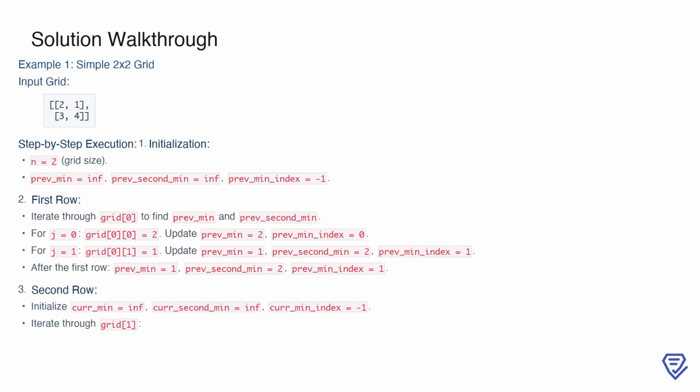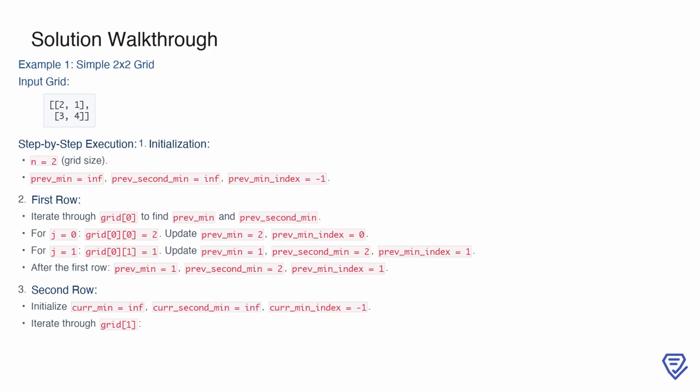Here, we have a simple 2x2 grid as our input. The goal is to compute the minimum falling path sum with the constraint that no two adjacent rows share the same column index. First, we initialize some variables, n is the size of the grid, and we start with prev_min and prev_second_min set to infinity, which will help us track the smallest and second smallest values in the previous row. We also initialize prev_min_index to -1, which will track the column index of the smallest value.